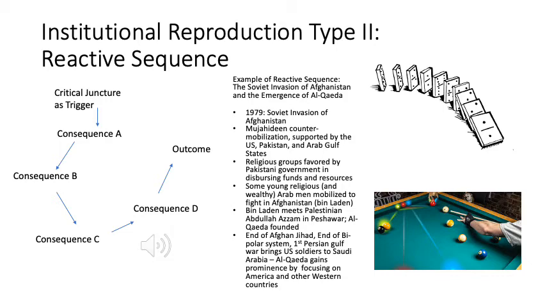Then you've got the end of the Afghan Jihad, the Soviets pull out, the Soviet Union disintegrates, you have the end of the bipolar system, you have the first Persian Gulf War that brings U.S. soldiers to Saudi Arabia on the invitation of the Saudi king to help kick out Saddam Hussein from Kuwait. And this is where Al-Qaeda, this fledgling organization that is very tiny, starts focusing on America as the enemy of the Ummah and the Islamic world. So it focuses on America and the Western countries. And this, of course, becomes a big mobilization and rallying cry. And this is how you get the emergence of Al-Qaeda.